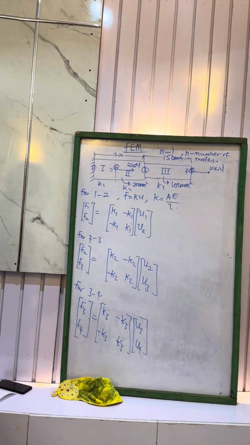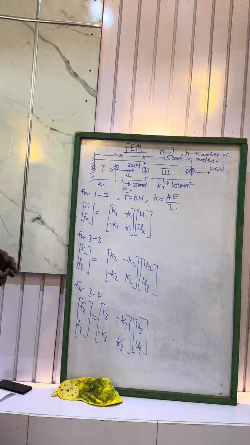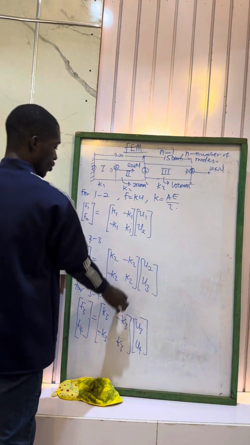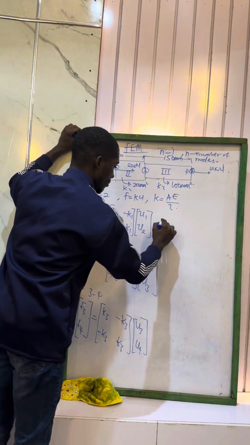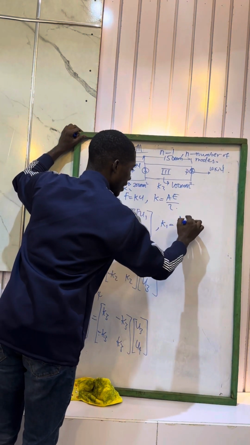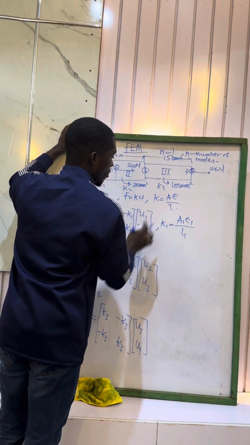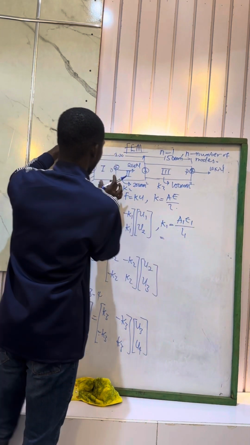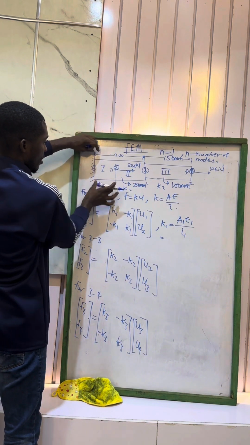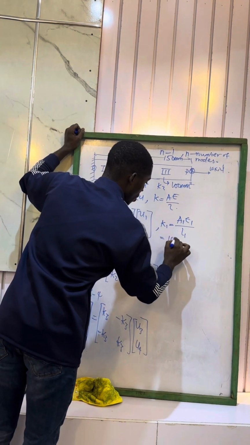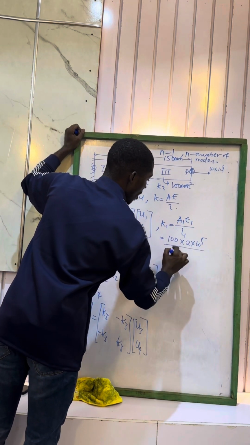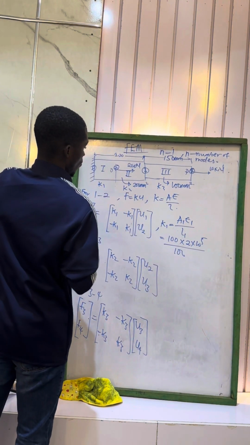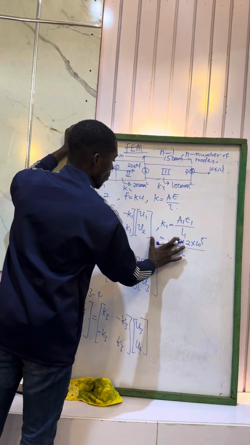Since we have this, the next thing we have to do is determine the other parameters. Let me first determine K1, K2, K3 here, and as we go by, we assemble it. So K1 is equal to A1 E1 over L1, using this general formula. Our A1, remember the area of this one, is 100, times the Young modulus, which is the same for everything, 2 times 10 to the power 5, over 100. Wow, superb. Is A1 100? No, our A1 is 200.